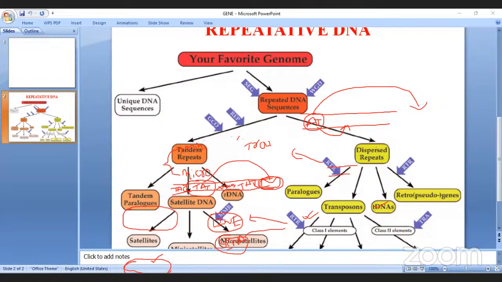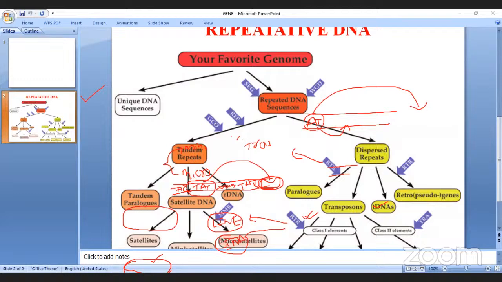Right. So once again, this dispersed repeat has another name: moderately repetitive. In our book, it is called moderately repetitive and highly repetitive DNA. Don't get confused by these words. On page number 66, it is given clearly: one is unique DNA sequence, and the second is repetitive DNA, which has two types. What are the two types? Moderately repetitive DNA and highly repetitive DNA.